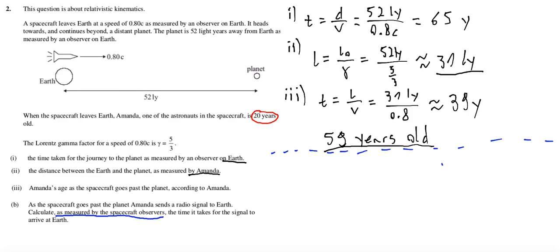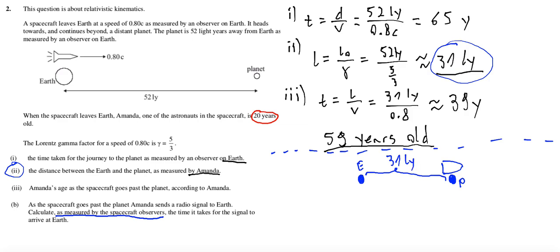So let's look. Amanda, in her spacecraft, passes the planet, and she is at a given distance from the Earth. This is the planet, and this is Earth. And what is the distance between Earth and planet measured by Amanda? It is 31 light years. So from the perspective of Amanda, this distance is 31 light years.